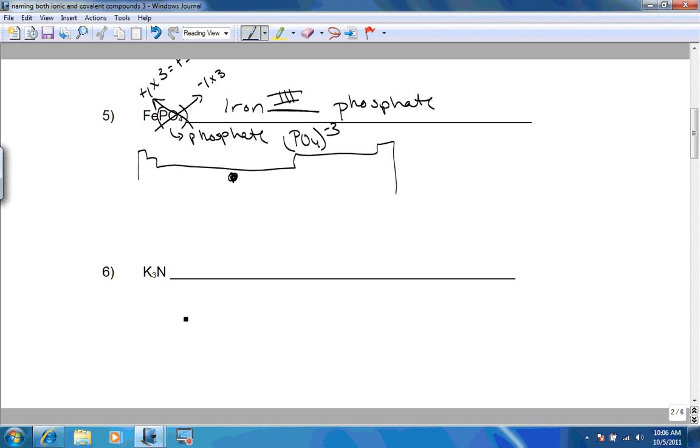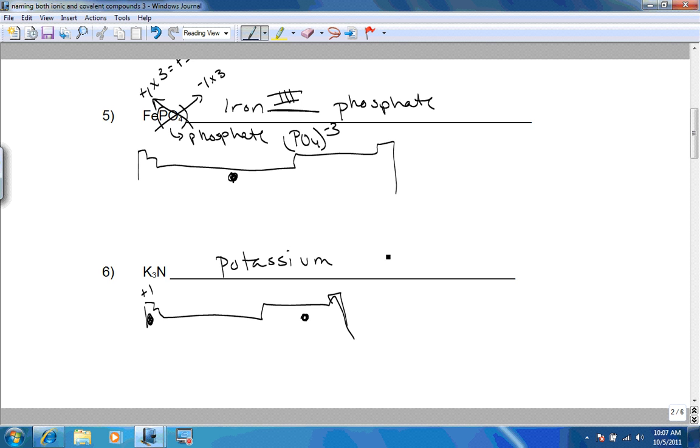Okay, K3N. Looking on the periodic table, K is around here somewhere. You notice that that's a metal, and nitrogen's over here, and it's a nonmetal. You notice that also, if you look at K, you know by looking at the periodic table that potassium has a +1 charge. That means this time we do not need the Roman numerals. So I don't have to worry about those Roman numerals or crisscrossing.